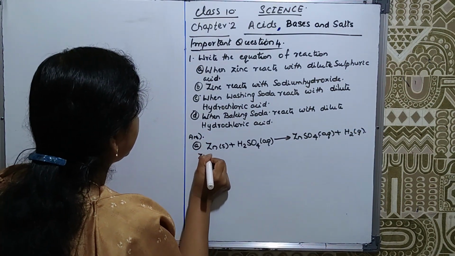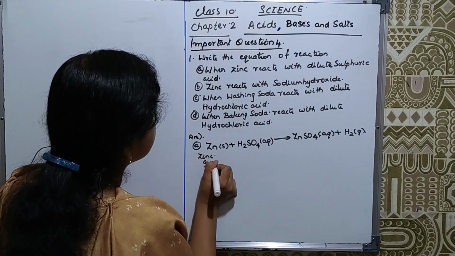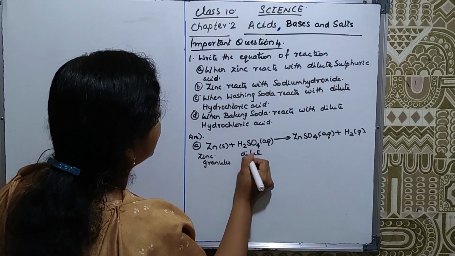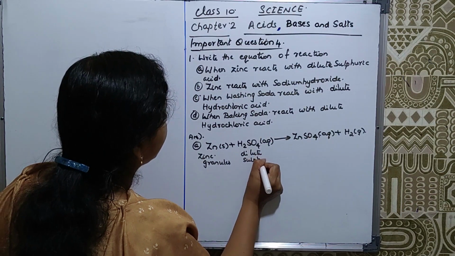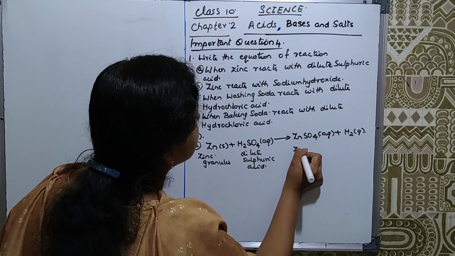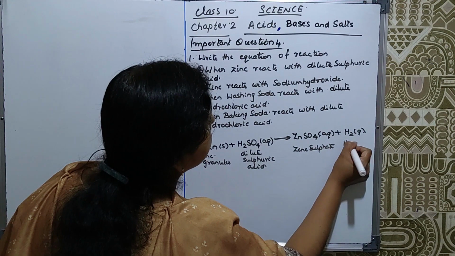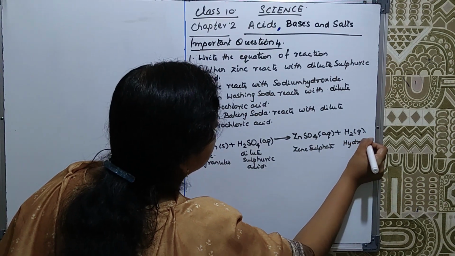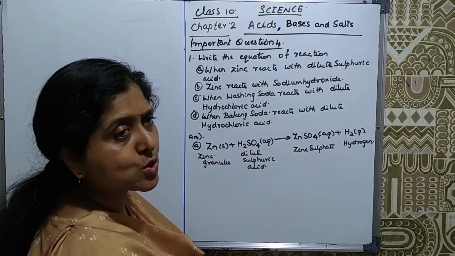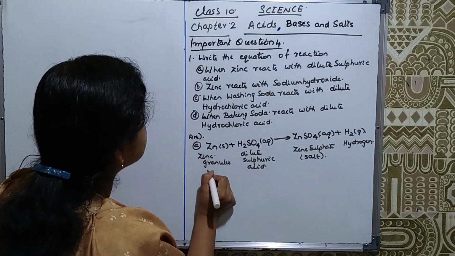So I'll write here zinc, normally zinc granules, reacts with dilute sulfuric acid to give zinc sulfate and hydrogen. So metals in general react with acid to give salt and hydrogen gas. So it is a salt actually, and zinc is a metal.